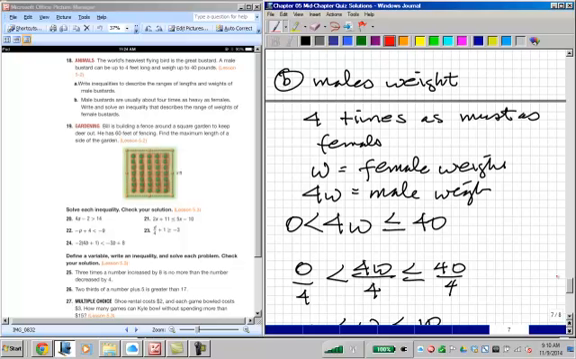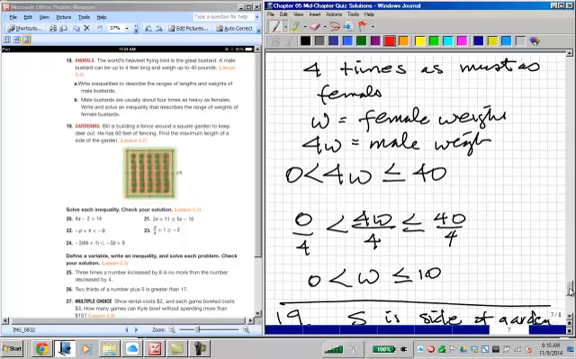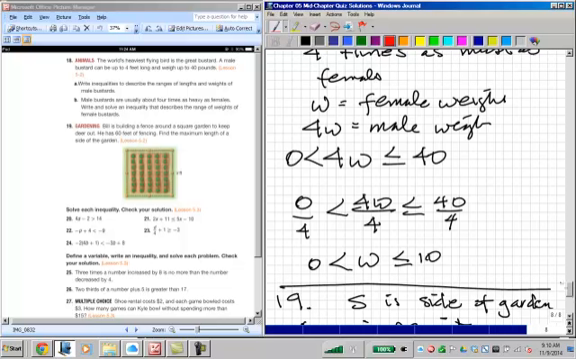Anyway, divide both sides by 4. Divide all 3 terms by 4: 0 divided by 4, 4W divided by 4, and 40 divided by 4. And so we get that W, the female's weight, is greater than 0 and less than or equal to 10.